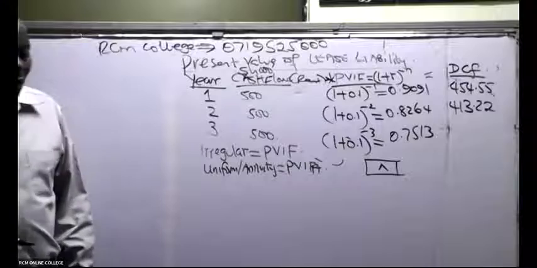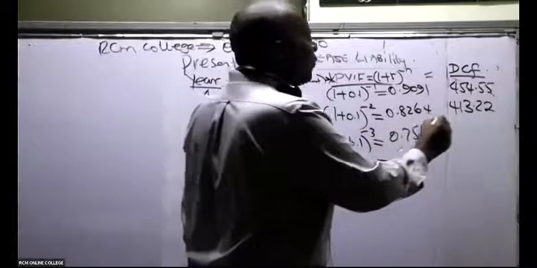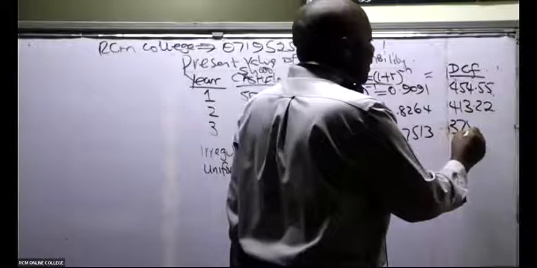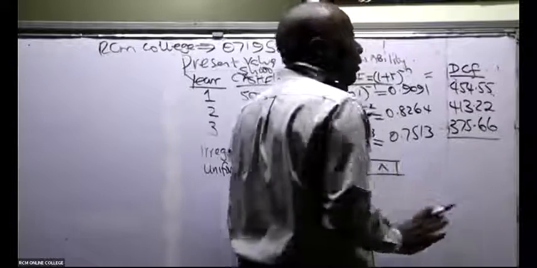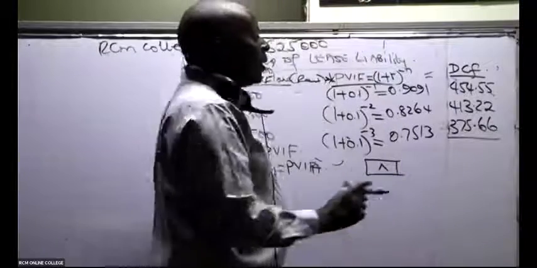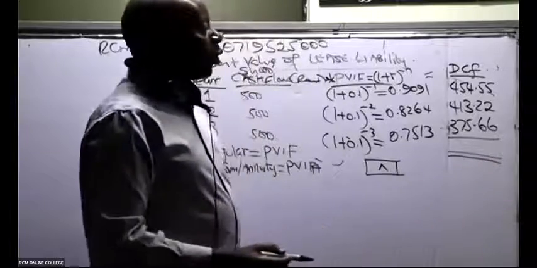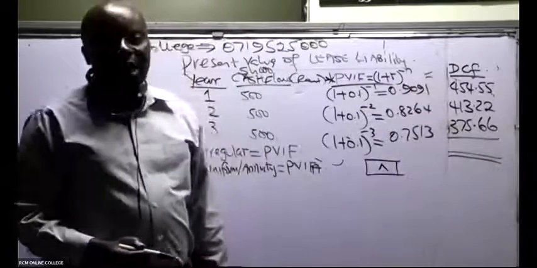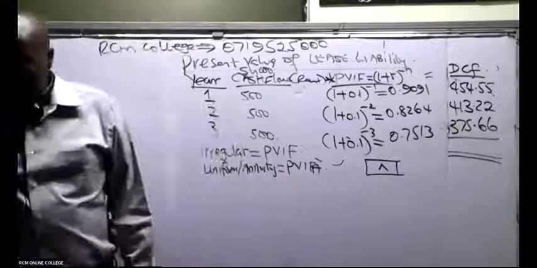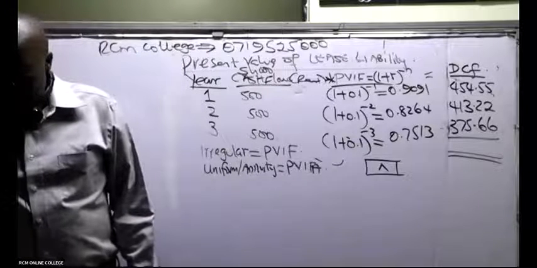Then we have here 375.66. Given that these are discounted cash flows, please come and give me here the total. Please give me the total there.